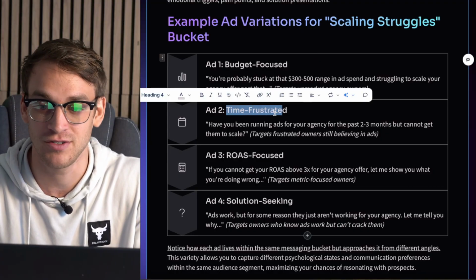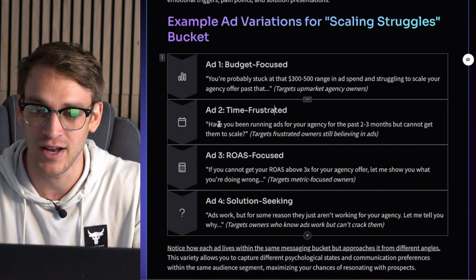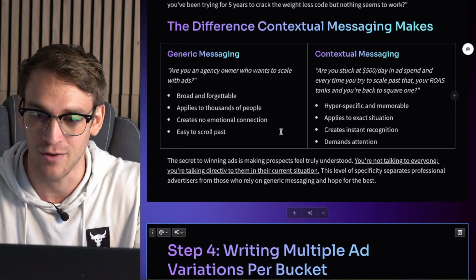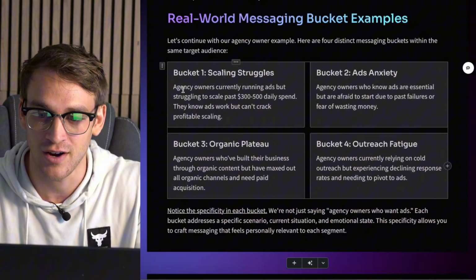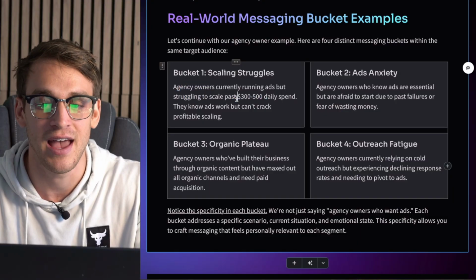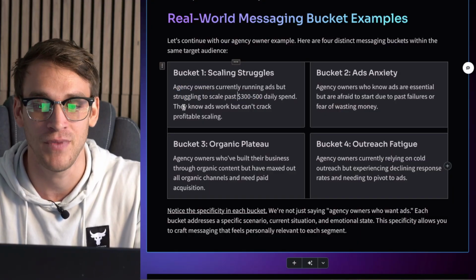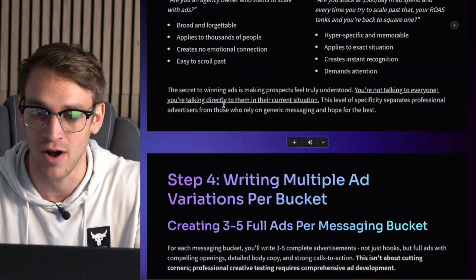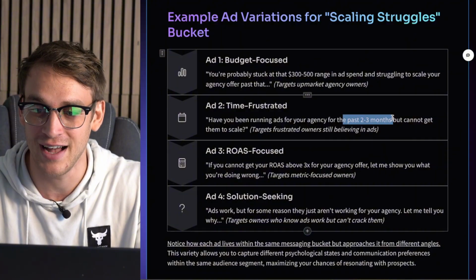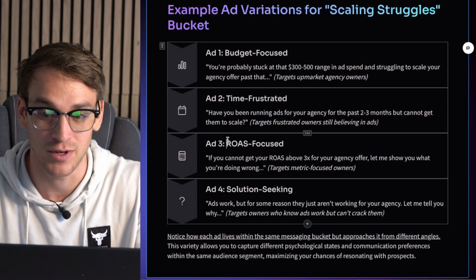Next one could be just time frustrated. Have you been running ads for your agency for the past 2 to 3 months but cannot get them to scale? This right here, right? This messaging bucket, we're targeting agency owners who are currently spending money on ads at a high rate and they can't scale it, okay? They know ads work, but they can't crack profitable scaling. This also feeds into that because we're literally saying, have you been running ads for the past 2 to 3 months? Okay.